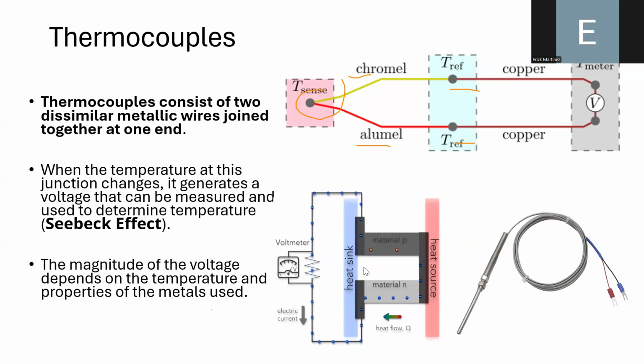This is a little bit better illustrated in this animation. Basically, you are applying heat to the junction of your two materials or your two metallic objects, and that application of heat will produce an electrical current that basically translates to a voltage. And we can use that voltage in order to know the temperature in your environment, or of the object that you want to monitor. And on the right side, I am showing you an illustration of a thermocouple.